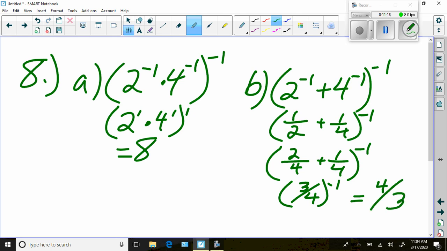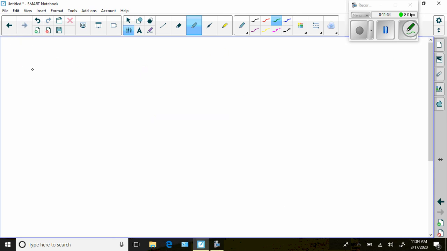Okay, no decimals on these. I do not want decimal answers. I want the complicated fraction answer. Got it? All right, and I think those are the only 2 problems on this assignment that have multiple parts. Yeah, let's move on.